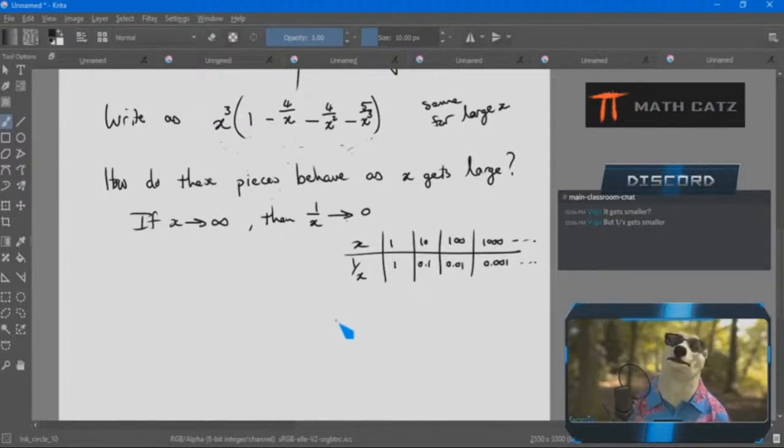So if x gets bigger, 1 over x gets really, really small. And the bigger x becomes, the closer 1 over x is to 0. But that is a key fundamental concept that you have to be okay with. Make a table. Play with some numbers. Make the numbers bigger. What happens to the fraction that I'm interested in? It gets smaller, closer to 0. Is everyone happy with that?